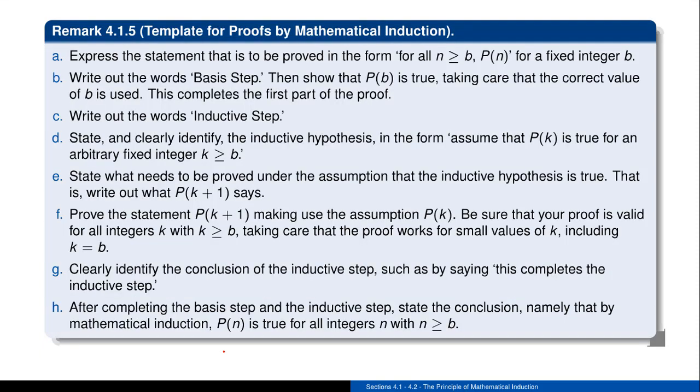And if you want the cookbook template, that's exactly it. You're going to say what you're trying to show, show the basis, show the inductive step, do the algebra, and clean things up afterwards.